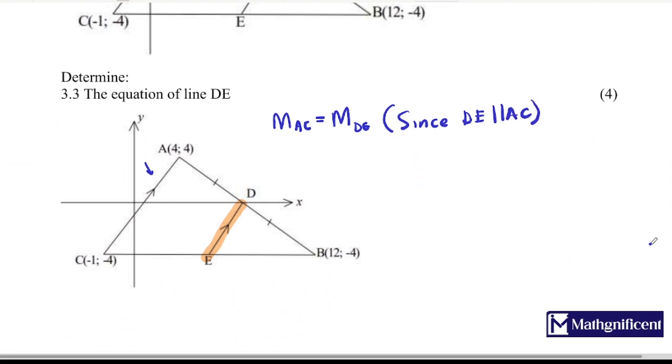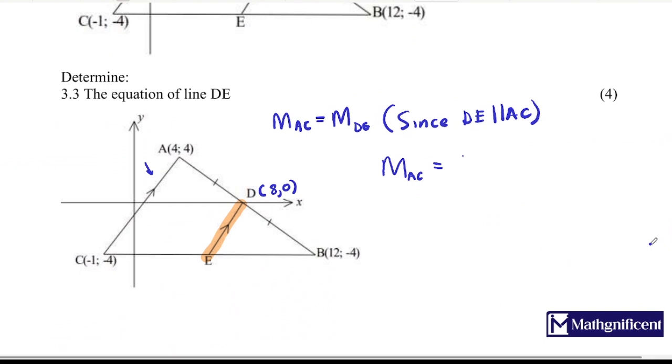And another thing that we know about line DE is the coordinates of D. The coordinates of D are 8 and 0, I mean. So these are the coordinates of D. So if we can find the gradient of AC, then the gradient of AC is equal to the gradient of DE, since DE is parallel to AC, right? So let's quickly write that. We are going to look for the gradient of AC.